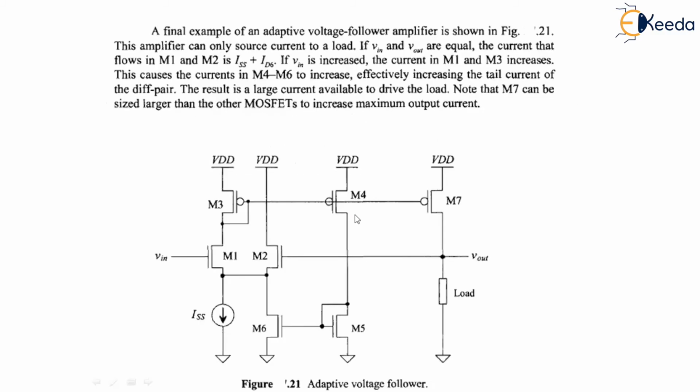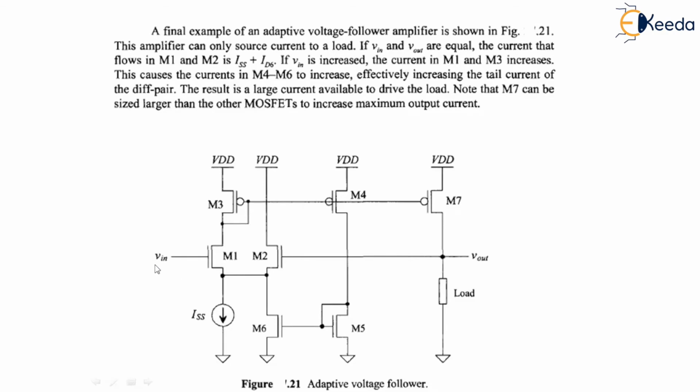Now, a final example, an adaptive voltage follower amplifier, is shown in figure 21. Here, this amplifier can basically only source current to a load if Vin and Vout are equal. When Vin and Vout are equal, the current that flows in M1 and M2 is equal to ISS plus ID6.